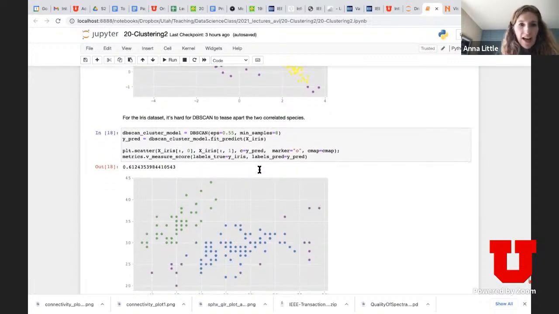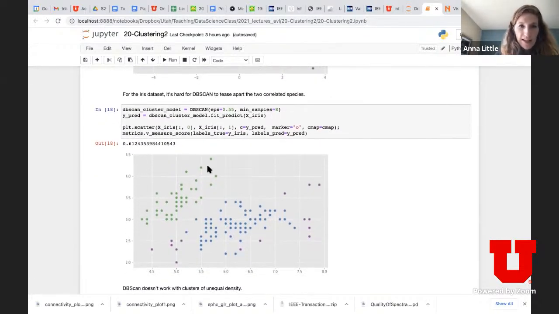So here for the irises, we run DBSCAN and plot the predicted labels, and you can see that it's not great in terms of the underlying truth, and the v-score we're getting is only 0.61. This example is a good illustration of when DBSCAN fails, and that's where you have two clusters that overlap each other and don't have great separation. In this case, the method has a lot of trouble, and you might be better off with a different method.